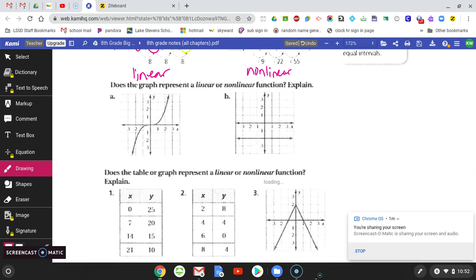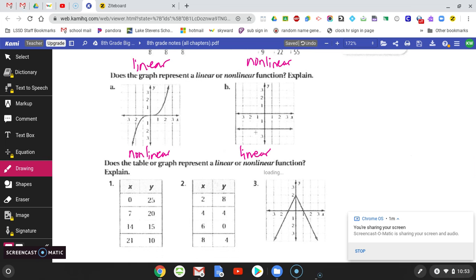If you're given graphs, it should be very quick to determine whether it is linear or nonlinear. You just have to decide, is it a straight line or not? So A is not a straight line, so we know it is non-linear. B is a straight line, so we know it is linear.